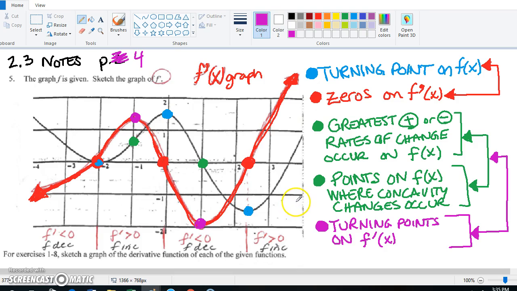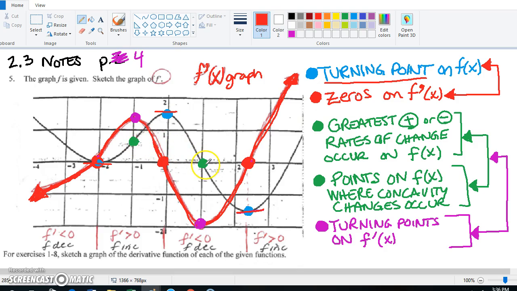The red graph is the derivative graph. And I've put some other notes on this page. Notice the red zeros on the x-axis. Those are zeros of our slope function. Those happen because the function f of x has horizontal tangents at those places. Those horizontal tangents happen to be locations of turning points on my function. So the first two bullet points here are really talking about the same location on f of x.